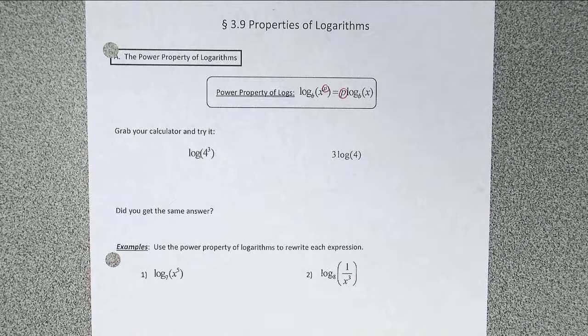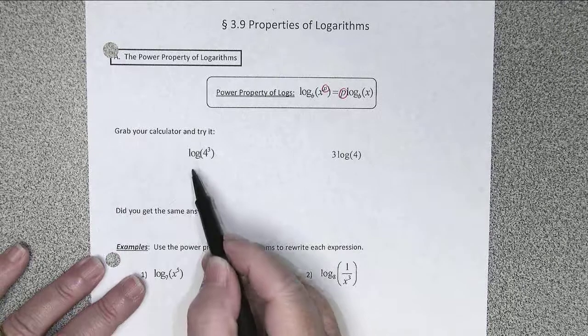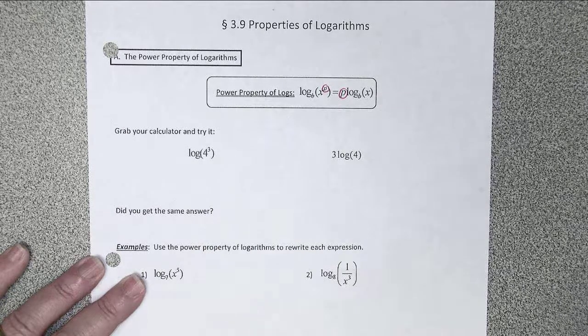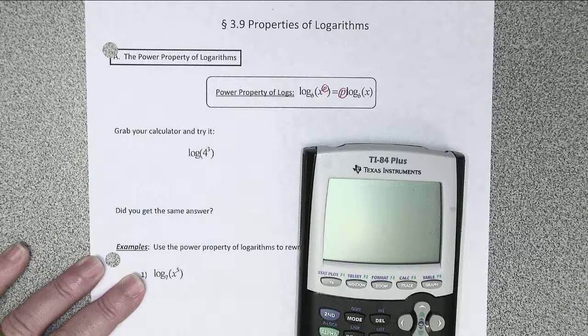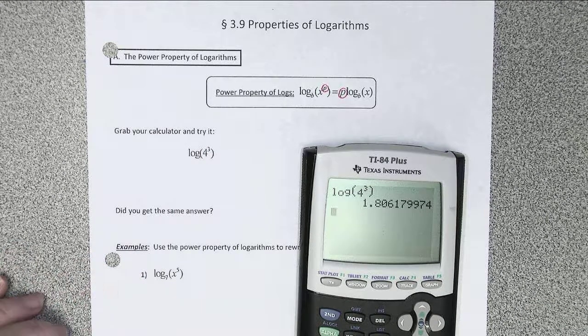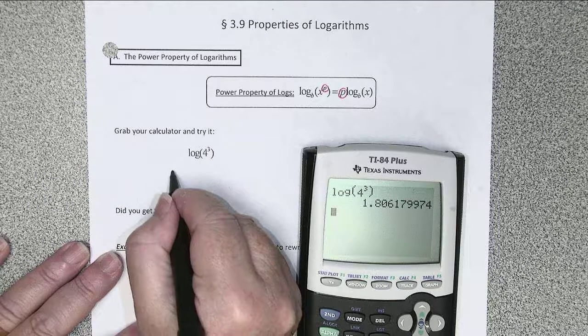So let's just try it out and look at it with our calculator and see that it seems to work, at least in one particular case. I'm going to start by taking the logarithm of 4 cubed. And notice I get 1.80618 approximately.